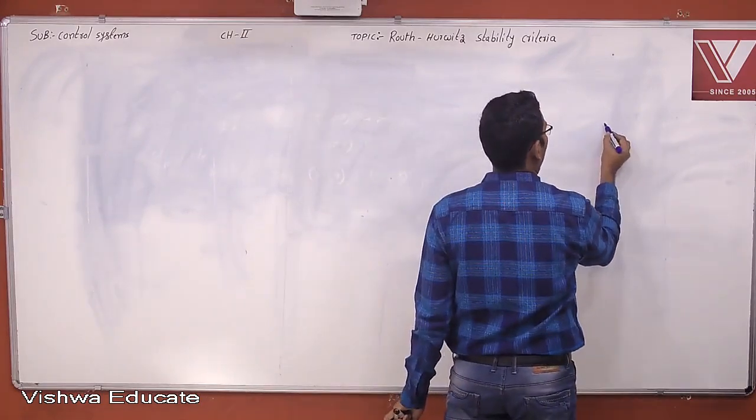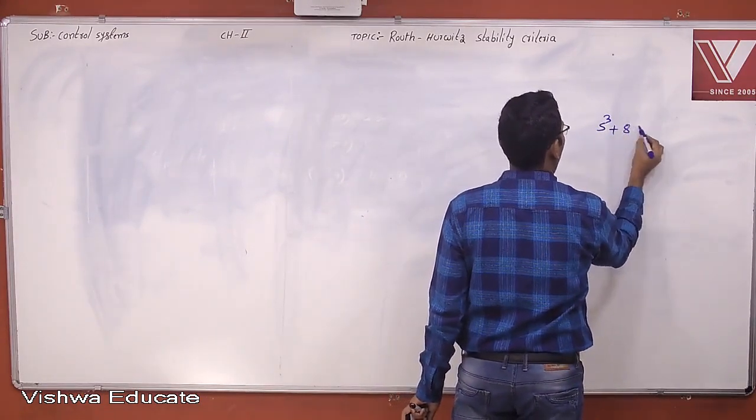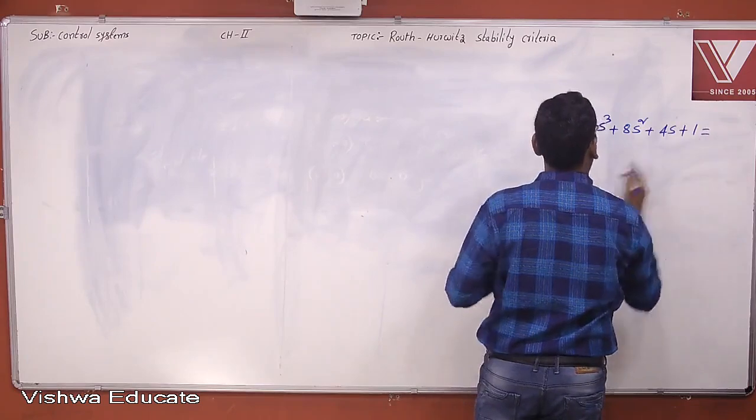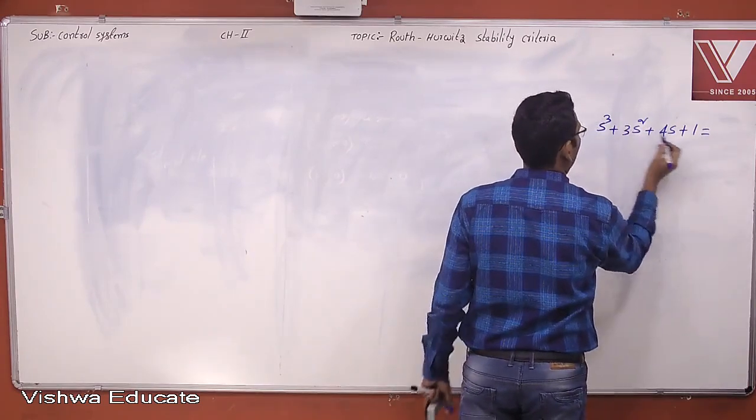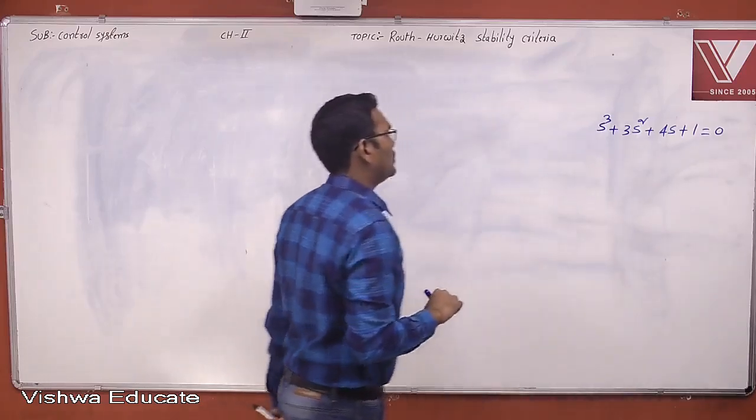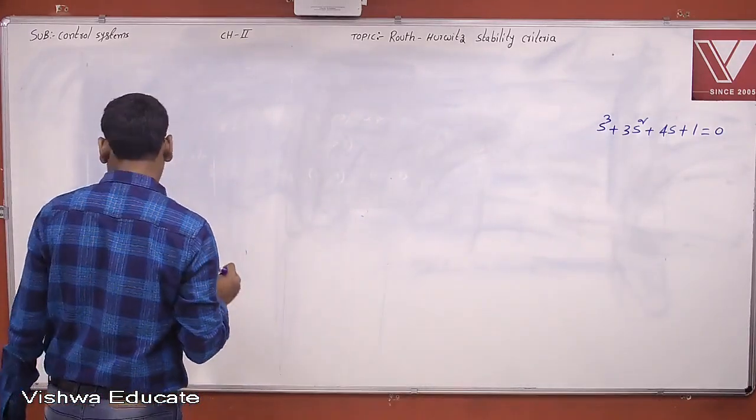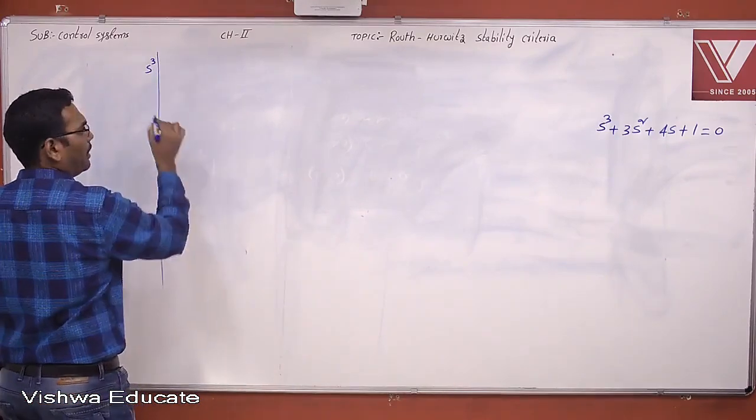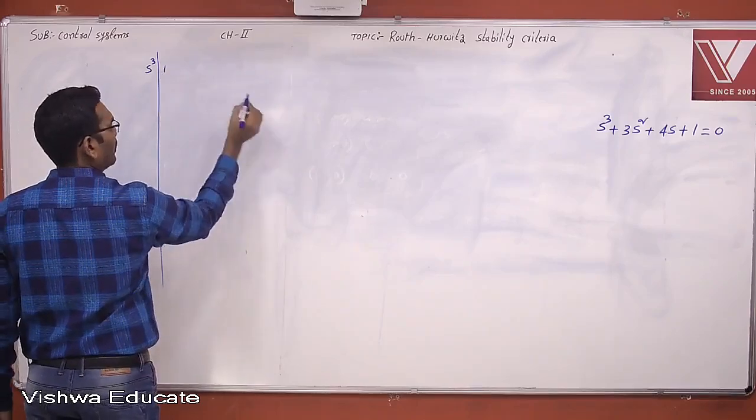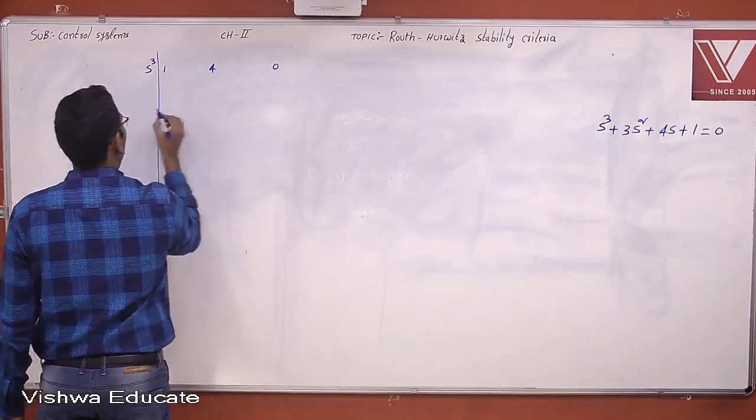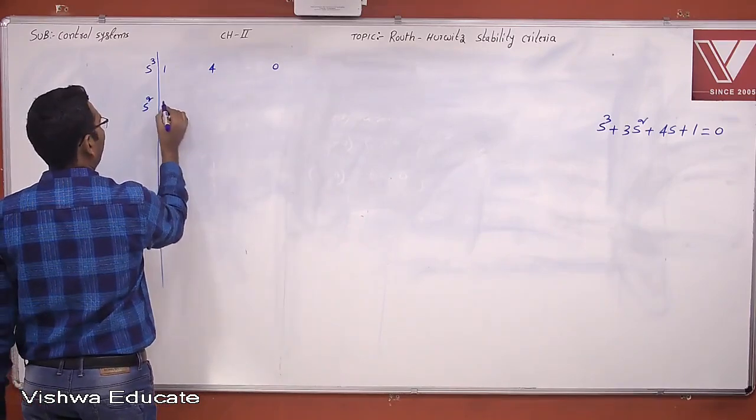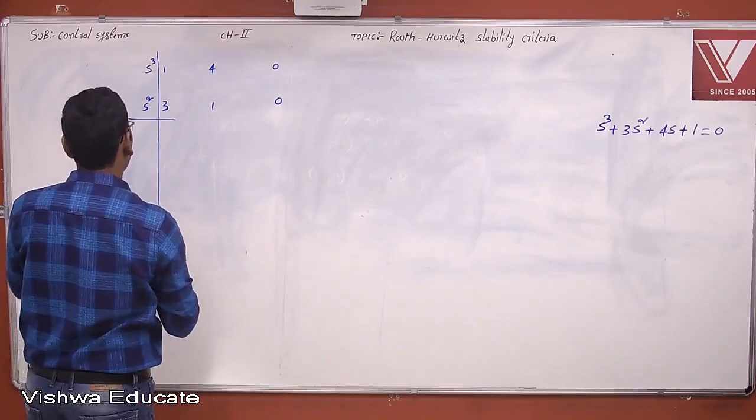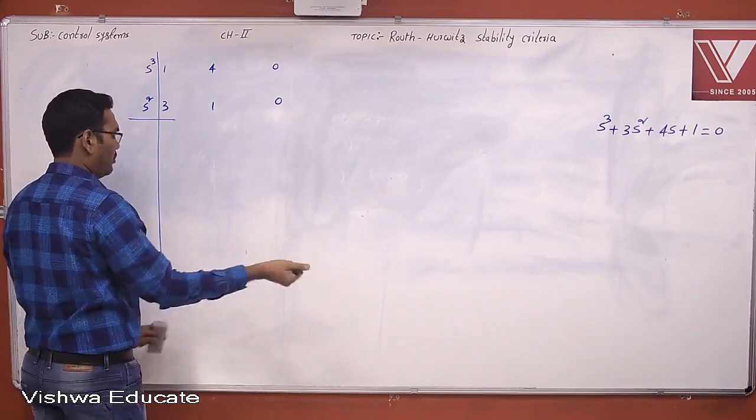Now this is the characteristic equation: s cube plus 8s square plus 4s plus 1 equal to 0. This is the characteristic equation of order 3. Now let us check. s cube is an odd power. Write all the odd power coefficients: 1, 4, 0. Now s square is an even power. Write all the even power coefficients: 3, 1, 0. Now these are the two rows. The third row onwards we have to calculate the coefficients.